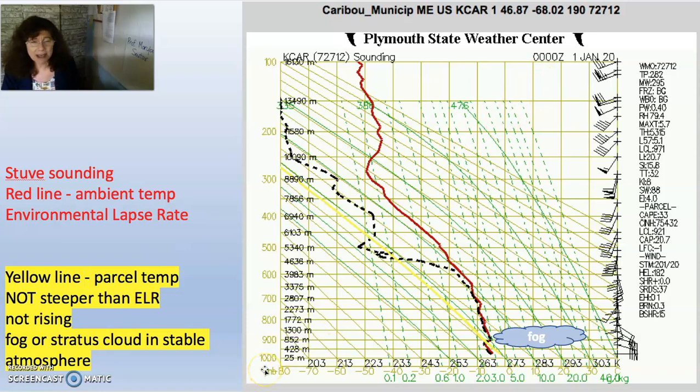And what you're seeing here on the x-axis, of course, is the temperature. We see the temperature here in Celsius in light green, and we see the temperature here in Kelvin in black on the x-axis. And on the y-axis, we have two things. We have pressure, all the way up to stratospheric pressure, and we have altitude in meters. And you know that the red line is the environmental lapse rate.